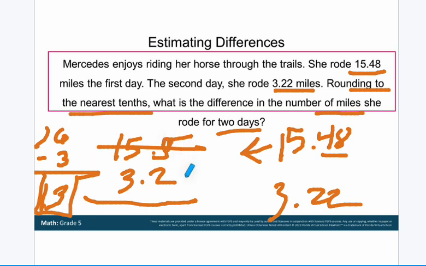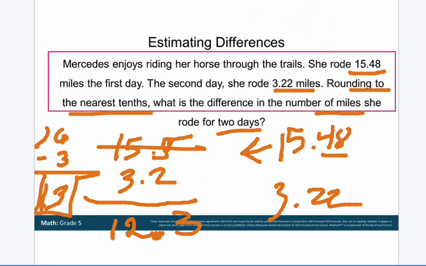I'm going to have 5 take away 2 is 3. I'm going to bring down my decimal. Then I'm going to have 5 take away 3 is 2 over here. And then I'm going to bring down my 1. All right. Now, I got the answer 12 and 3/10. Is 12 close to 13? Yeah, so I know my estimate of 13 was pretty good for what I ended up getting.